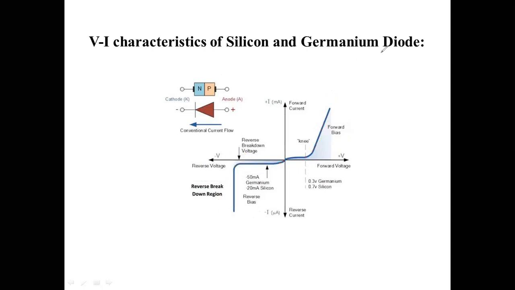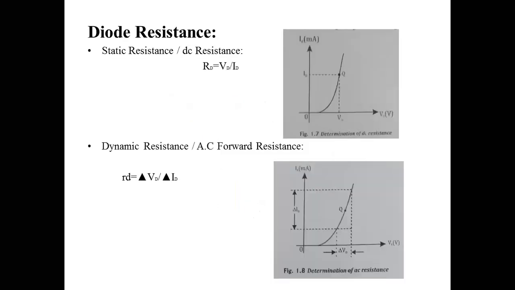This is the VI characteristic of the diode. Did everyone get it till here? I hope everyone understood till here. Okay, next is diode resistance.